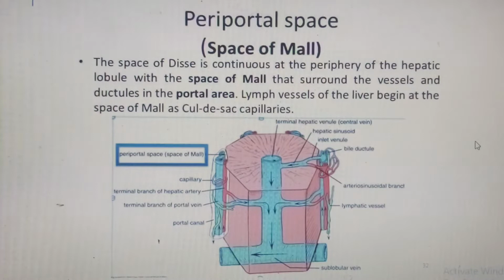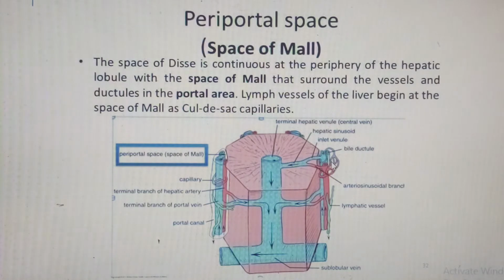Now, I was talking about the periportal space. We have the portal triad, which we mentioned, and this periportal space is the potential space that we find around the portal triad. It is surrounded by the vessels, that is, the interlobular branches of the portal vein, the proper hepatic artery, and the bile duct. So that is what we are going to see.